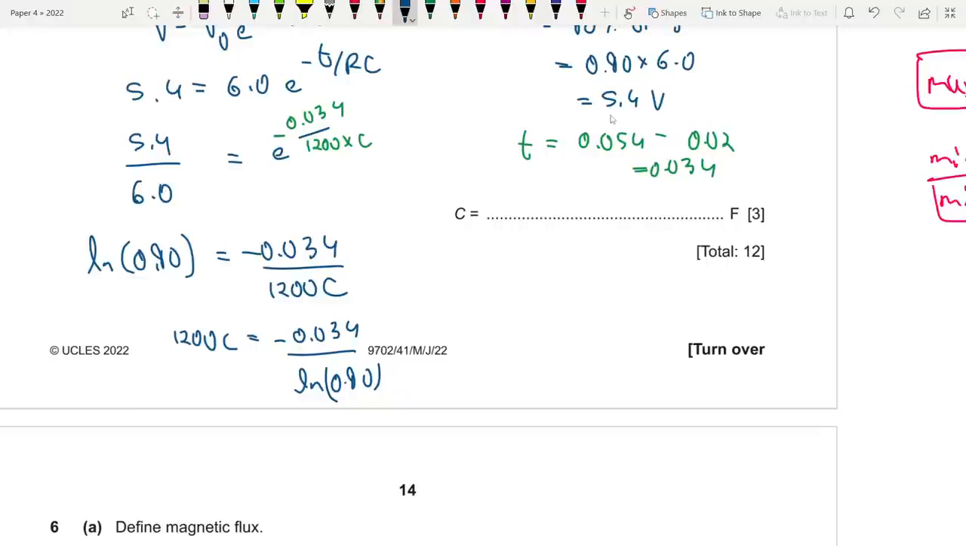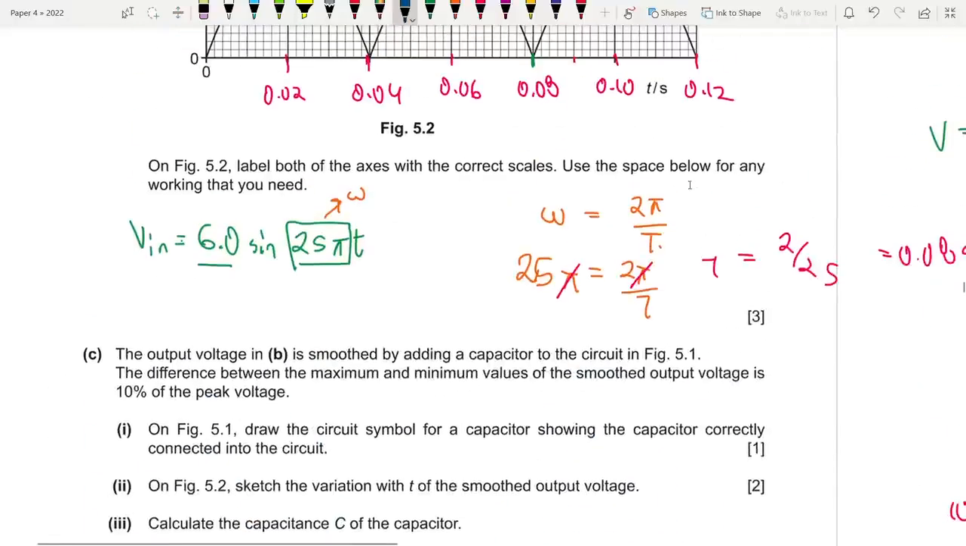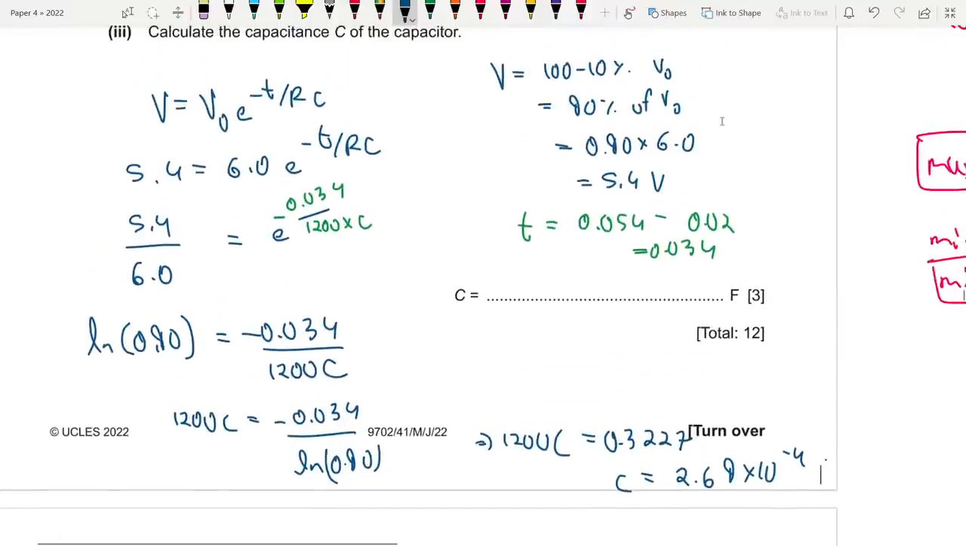Let's do that. 0.034 divided by ln 0.9. So that's 1200 C equals 0.3227 divided by 1200. That is, C is equal to 2.69 times 10 to the power minus 4. Okay, so how many significant figures though? Since our data is 2 SF minimum, the time is 0.034 and 5.4 volts, we're going to go for 2.7. So that's 2.7 times 10 to the power minus 4 farads.